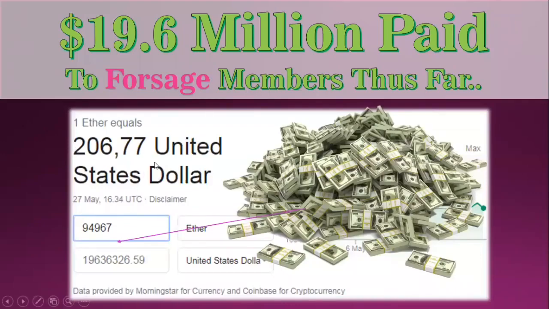Ethereum could easily move up a little bit, right? Let's say it goes to 210. That could easily happen tonight, and that'll put us over $20 million worth of Ethereum earned. So beautiful progress that we are making.